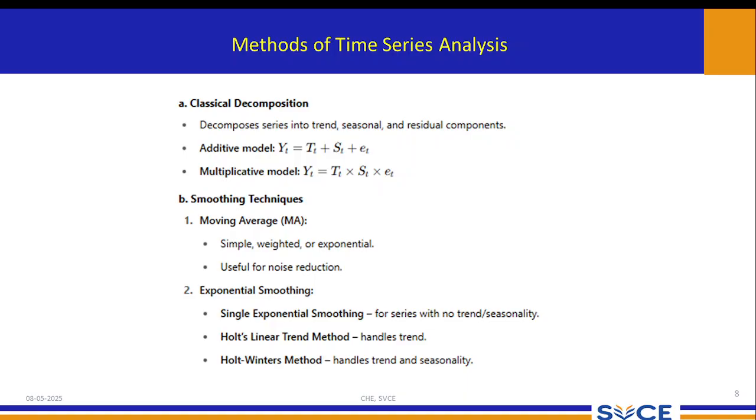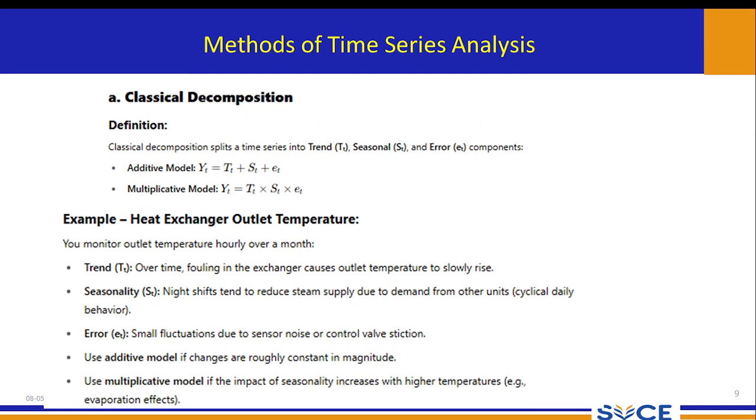Coming to the classical decomposition, that is the additive model and multiplicative model, let's see an example. Here is the heat exchanger outlet temperature. In this example for classical decomposition, the trend over time: fouling in the exchanger causes outlet temperatures to slowly rise. So there is an increase in temperature because of the fouling.